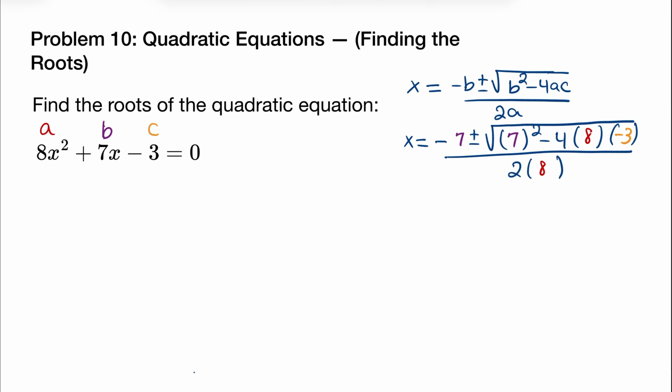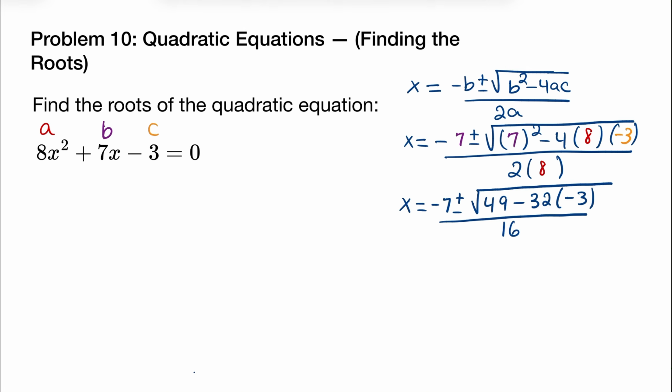Okay, so let's go ahead and simplify what's underneath the square root. So we have x equals -7 plus or minus, and we know that 7 squared is the same as 7 times 7, which is 49, minus 4 times 8 is 32, times -3, and that is over 2 times 8, which is 16.